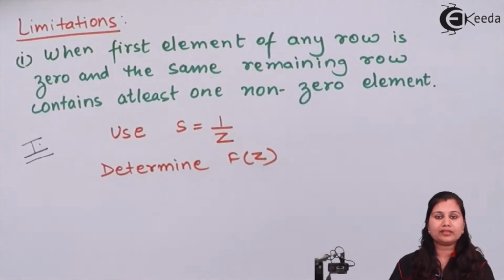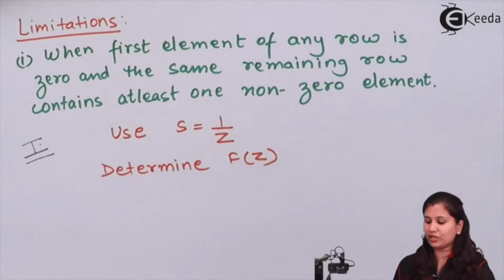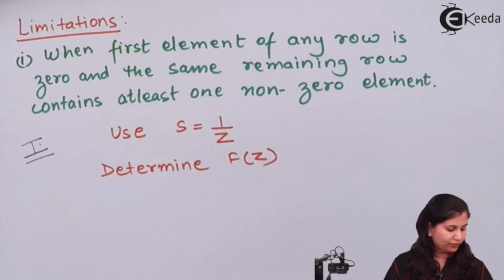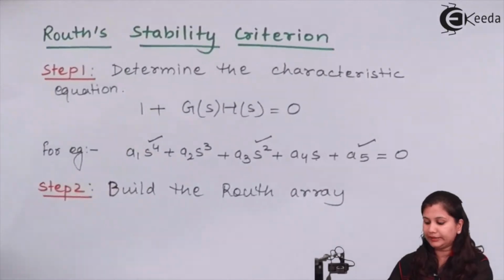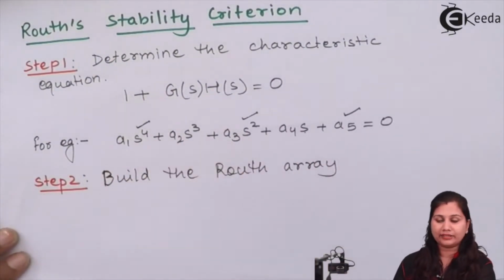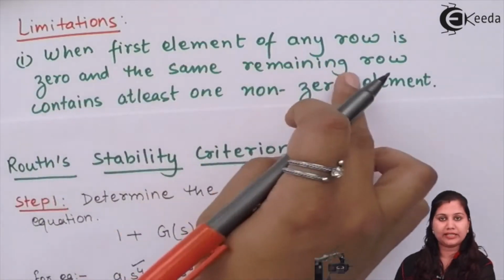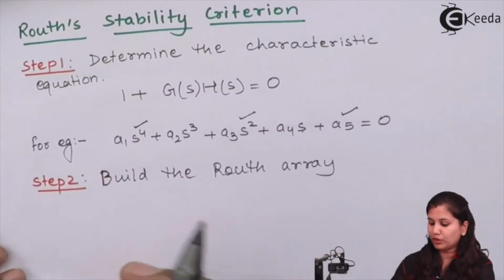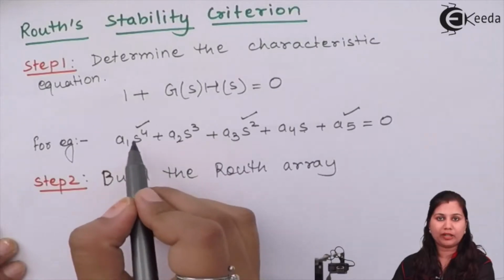And we will repeat the same Routh array calculations and then the sign change what we were doing for f of s. Okay, so we were having the characteristic equation earlier in terms of s here. Now if we are having that situation that first element is 0, then what we are going to do, we will replace this s by 1 by z.